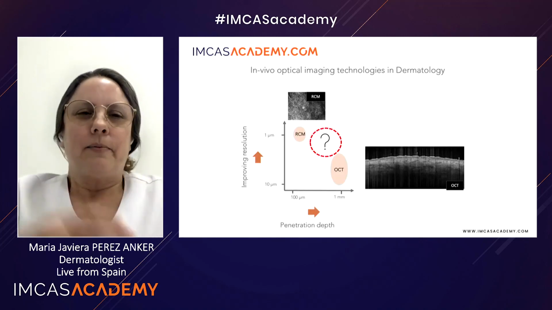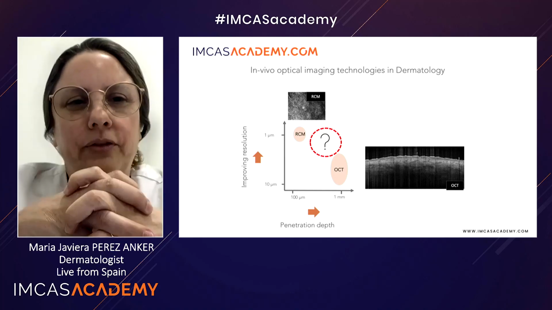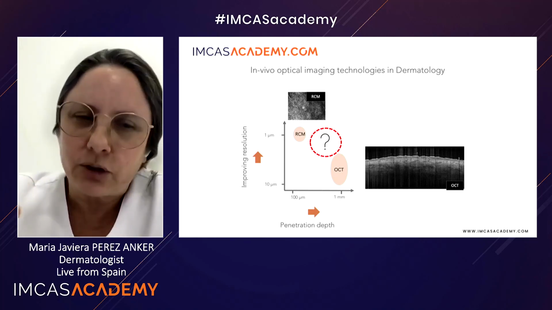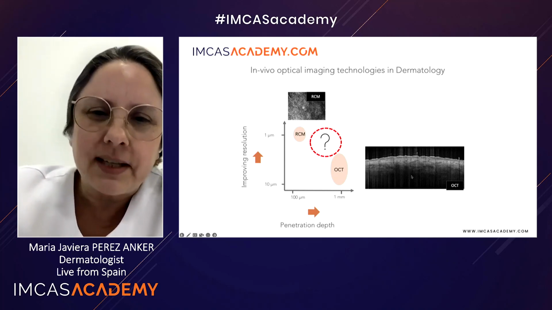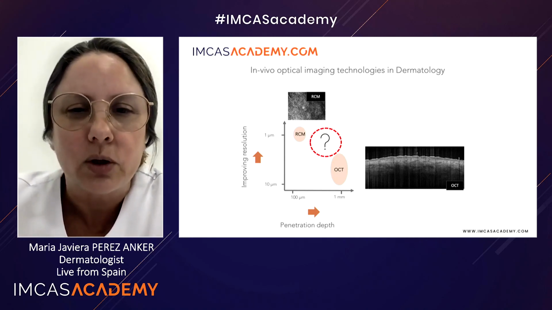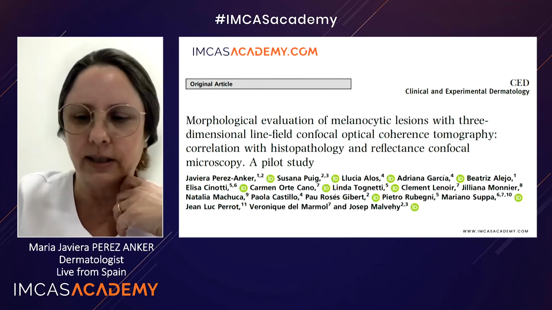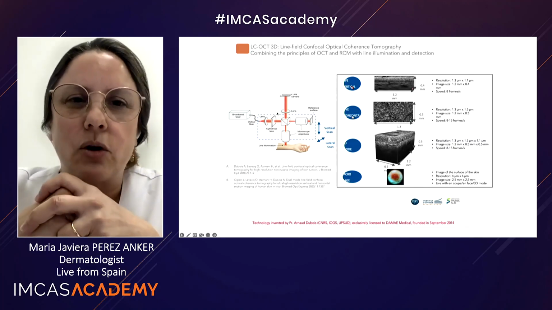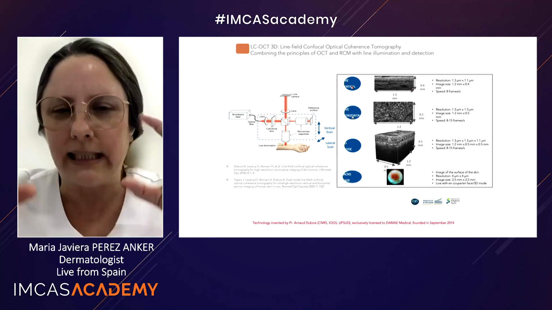There was a hole in the field of imaging: very cellular resolution, but with very low penetration, more or less 200 microns. On the opposite side, we had OCT that had a deeper penetration, more or less 2 millimeters, but with no cellular resolution. So we have this area in the middle where we need something else. Now we have helped to develop this device called linear confocal OCT, which has the fusion of OCT and confocal in the same device.